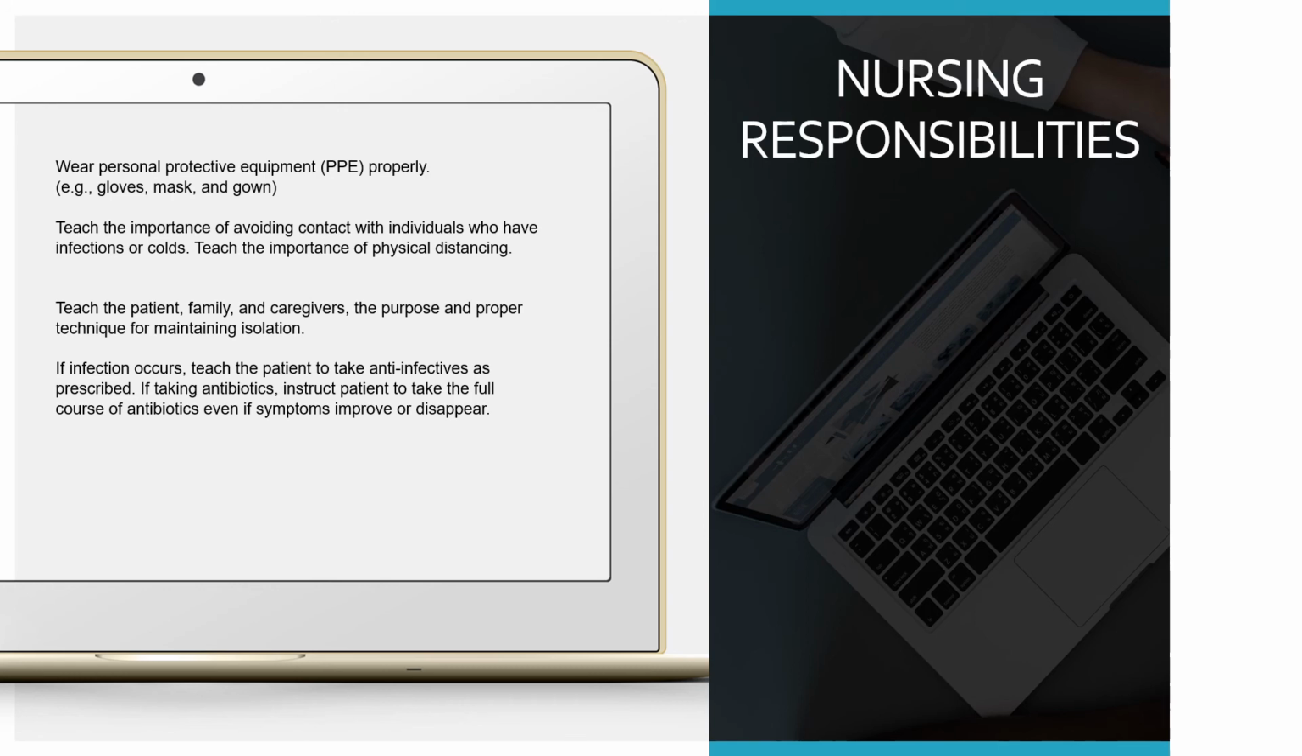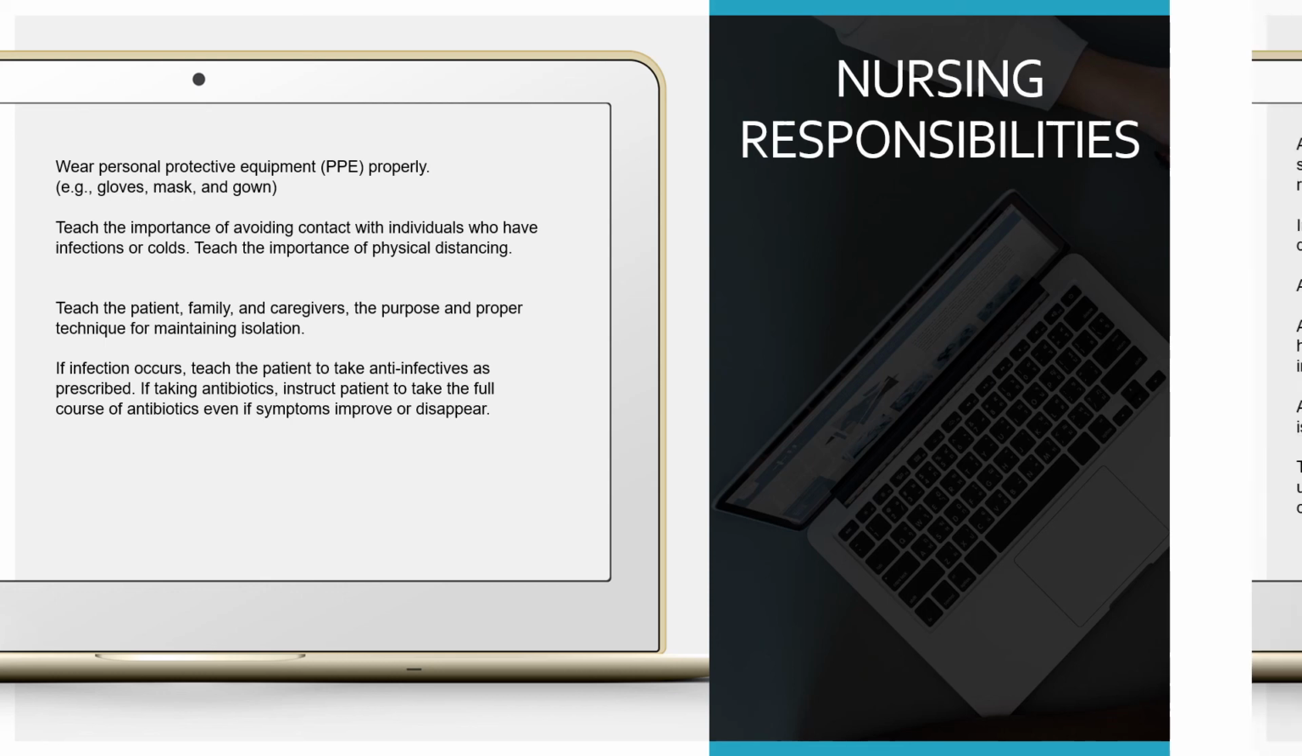If infection occurs, teach the patient to take anti-infectives as prescribed. If taking antibiotics, instruct the patient to take the full course of antibiotics even if the symptoms improve or disappear. Antibiotics work best when a constant blood level is maintained, which is done when medications are taken as prescribed. Not completing the prescribed antibiotic regimen can lead to drug resistance in the pathogen and reactivation of symptoms.